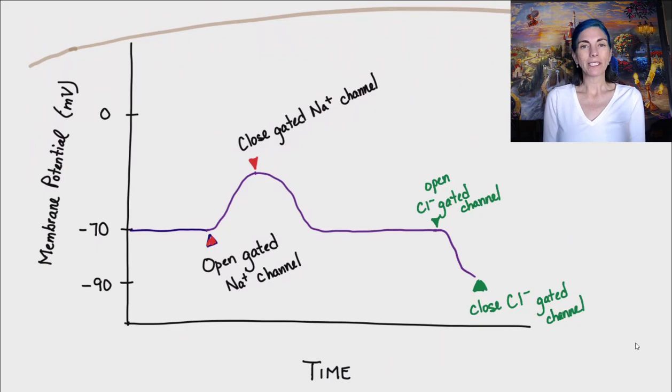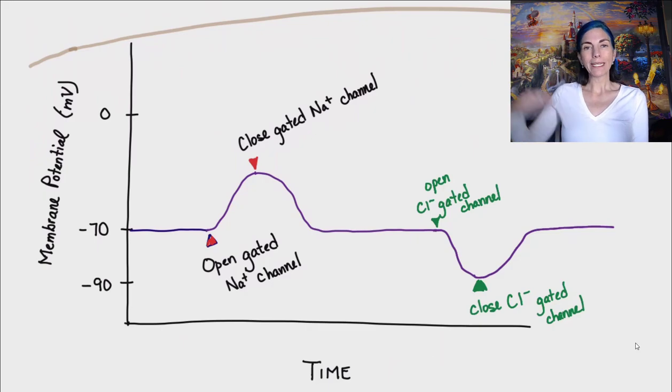Well, once again, once I've closed all my gated channels, the only forces left at work are going to be the sodium-potassium pump, which is always at work, and the leak channels. And collectively, those always find their balance back at minus 70 millivolts. So we're going to see something like this. Okay, when we see these deflections going up or down, we have names for those.